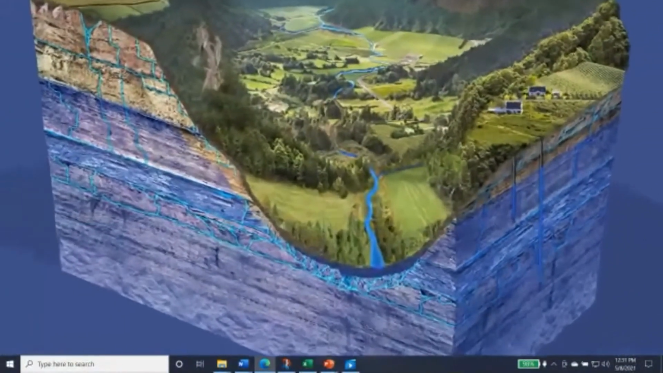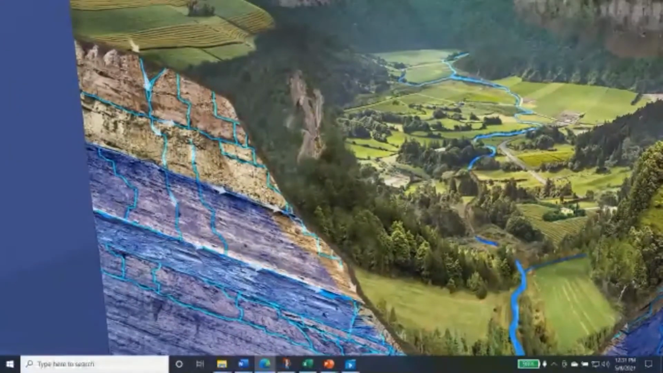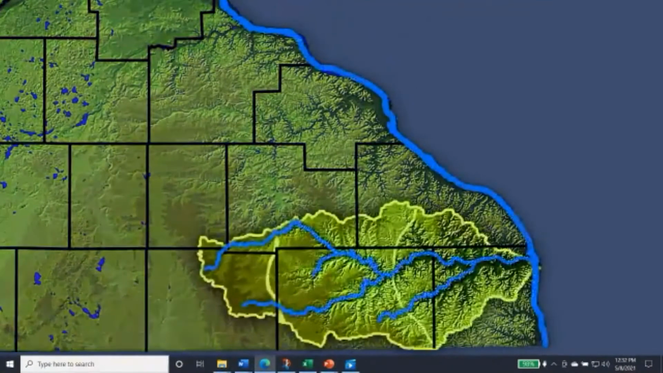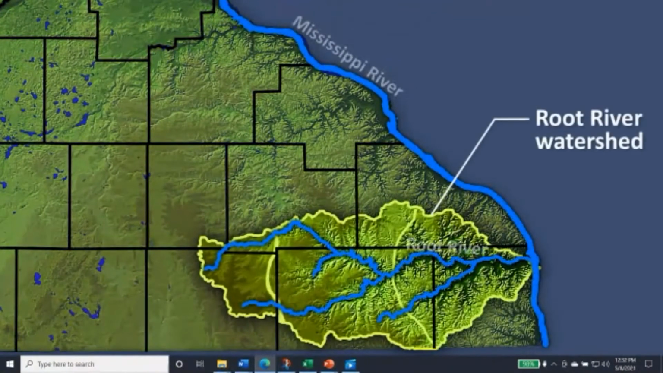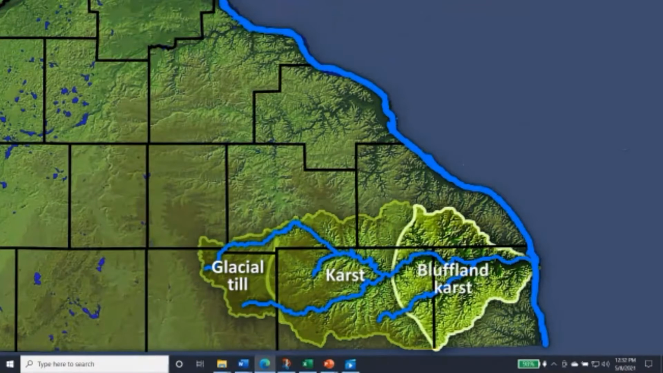Groundwater contained within aquifers can move downward due to gravity, sideways due to different rock properties, and upwards due to pressure. Predicting where groundwater will go is not easy because the various layers of sediment and rock influence the water's path. We'll use Minnesota's Root River watershed to explain how groundwater moves across 3 different landscapes in southeast Minnesota. From west to east, these landscapes include Glacial Till, Karst, and Bluffland Karst. Let's first discuss the Glacial Till landscape.